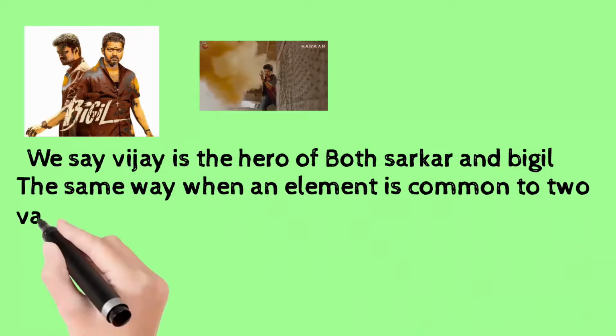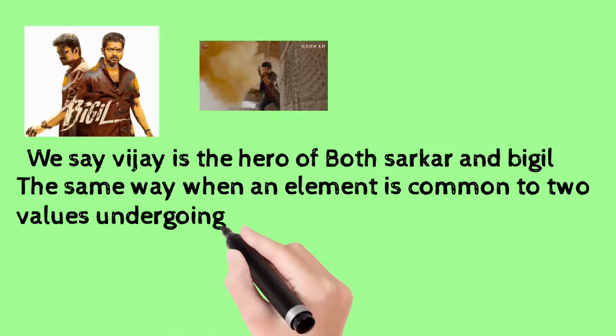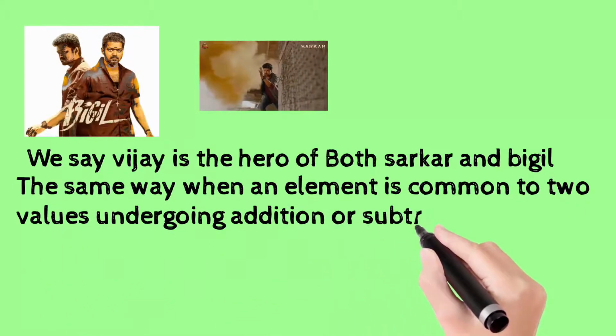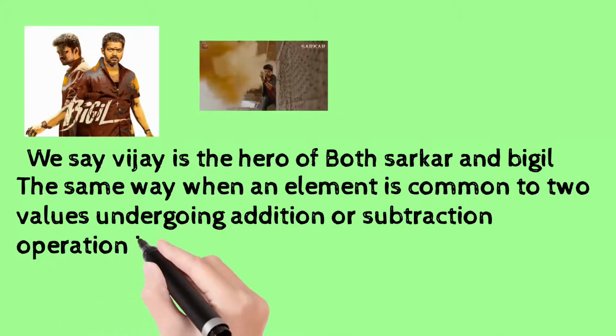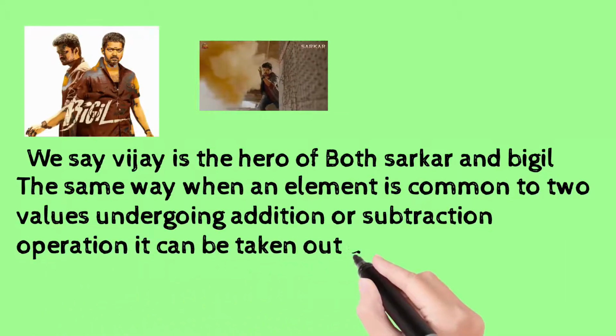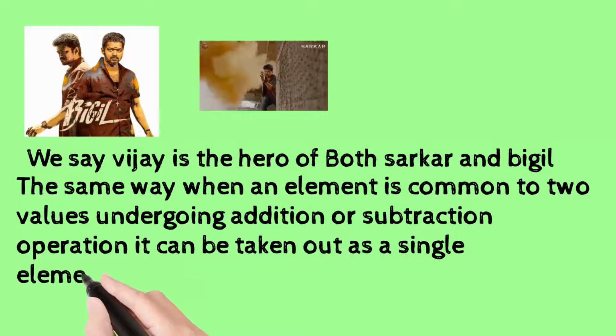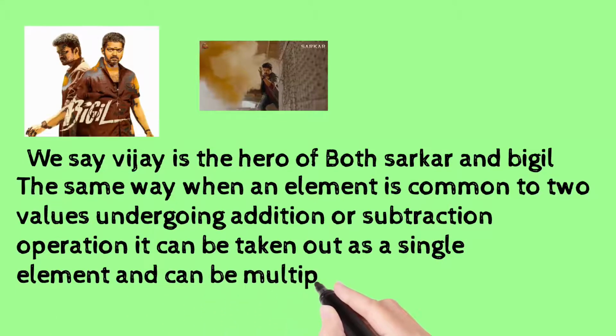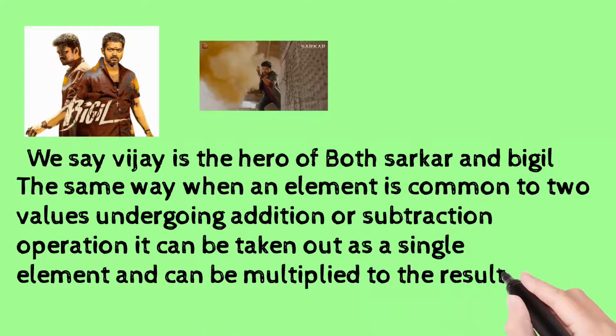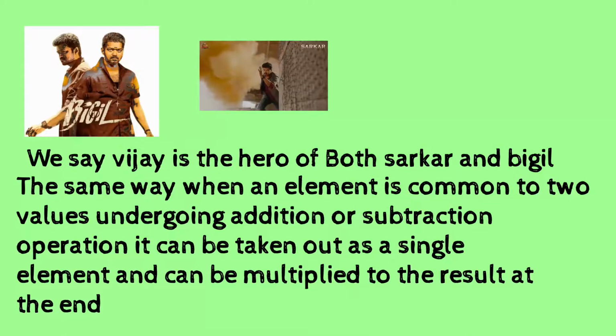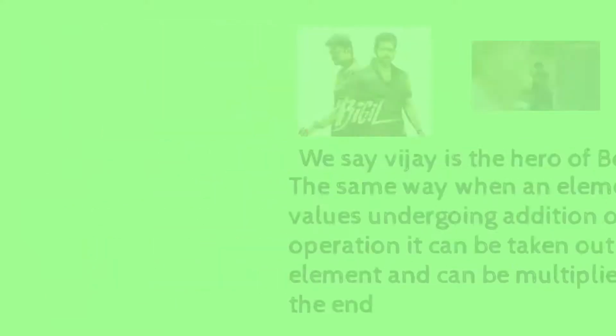The same way, when there are elements in common while doing an arithmetic operation, particularly addition or subtraction, that common value can be taken out and the rest can be simplified. Finally, this common value can be multiplied to the simplified answer. This reduces the complexity of the solution. So this is your distributive property.